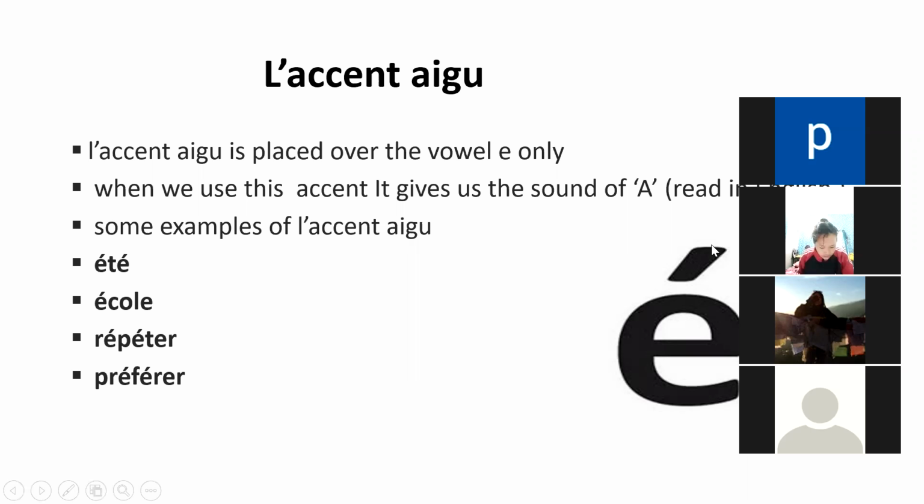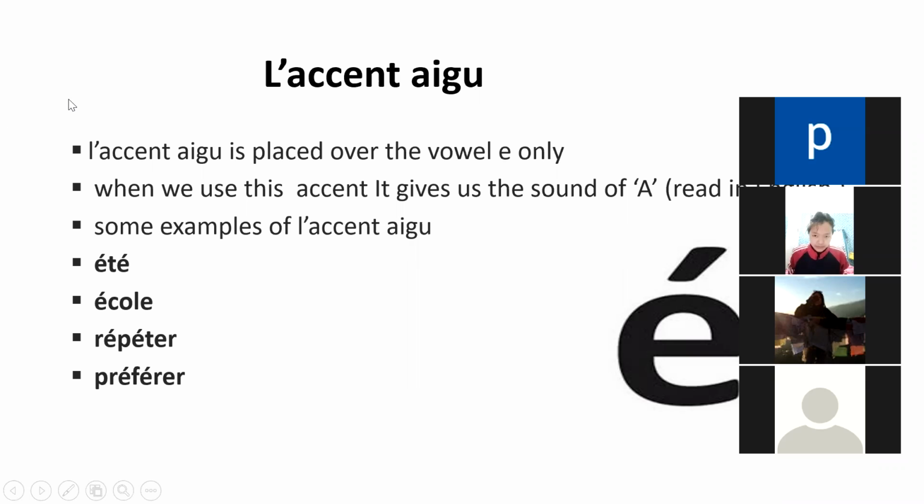But when we see this tiny dash going to the right-hand side, the sound will become A. Without the accent, what was the sound? A. But when we put this small dash, the sound became A. So what is the name of this accent? L'accent aigu, and the sound is A.